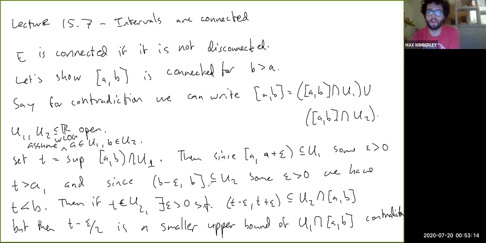This is very similar to the argument we made when we were doing the intermediate value theorem. So T can't be in U1 or U2, but that's a problem because every point in [a,b] has to be in one of those two sets. So this is impossible. Okay, so that's the proof, the proof that at least closed intervals [a,b] are connected.